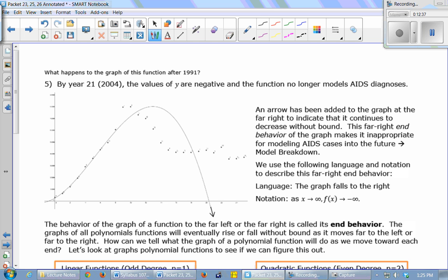So if I look past 1991, which was like right here, now my cubic polynomial is a bad model because it's just going to show that the number of cases keeps going down forever, but you can't have a negative number of cases, right? So we have some model breakdown at some point.